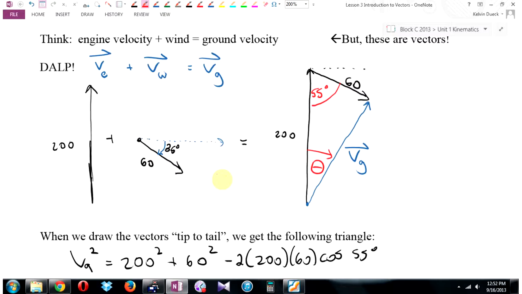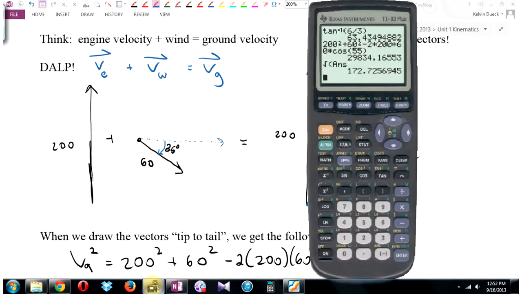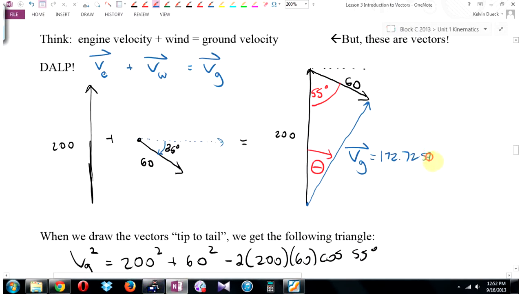Sine law. Wait a minute, Mr. Dueck. I thought you said we couldn't use the sine law because we didn't have a... Oh! I now know that this is 172.7257 blah, blah, blah, which means now I do have a pair. And I can use the sine law.